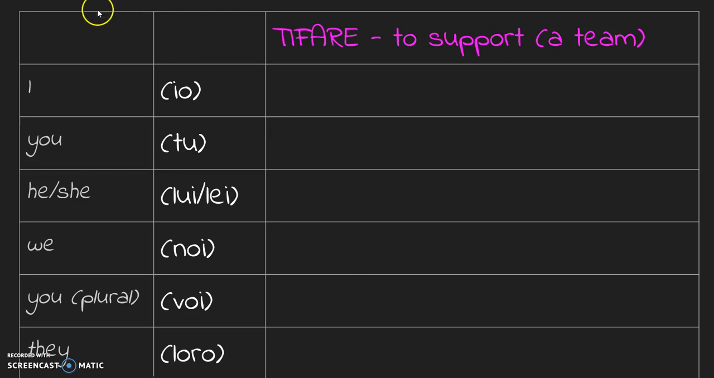So here we have a verb table, and on the left-hand side we have the subject pronouns. So these are the words for I, you, he, she, we, etc. The subject pronouns tell us who is carrying out the action. So in Italian they are io, tu, lui, lei, noi, voi, and loro.